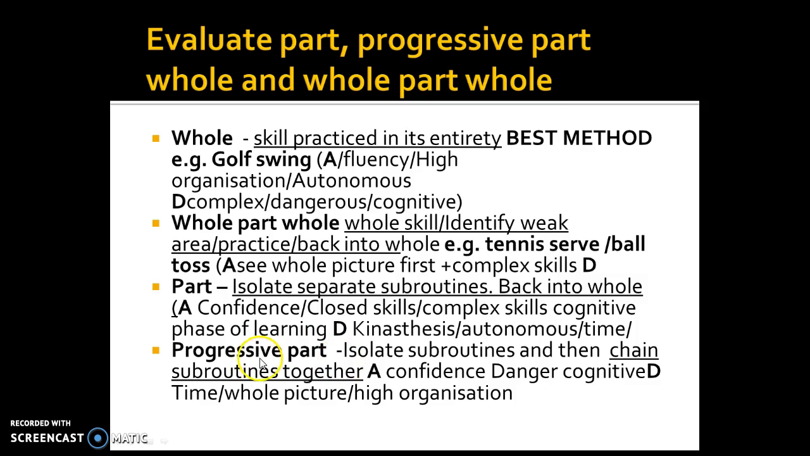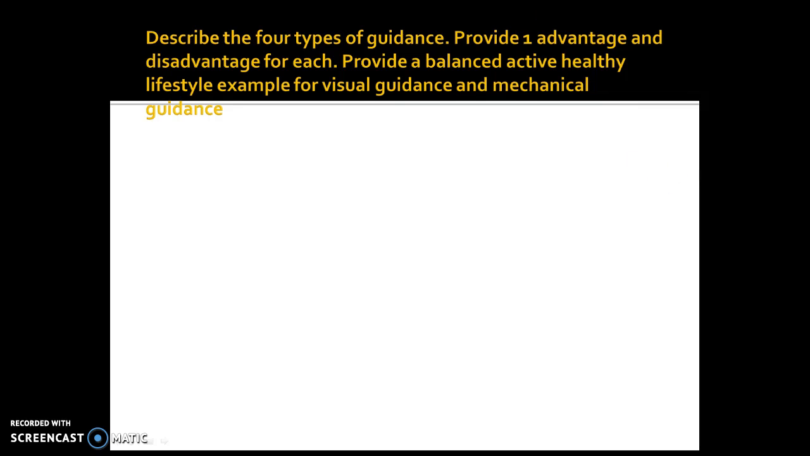So then you're going down from there saying, right, what's it good for? Part practice is particularly good for the cognitive phase of learning, and then you go down to progressive part. You've really got an advantage and disadvantage for whole and part. Progressive part: isolate subroutines, and then progressively chain them together. So there's your key bits on there. Make sure you have each of the bits, so you have a description of each of the types of practice, and then you do an example for each, and an advantage of whole, disadvantage of whole, advantage of part, disadvantage of part.